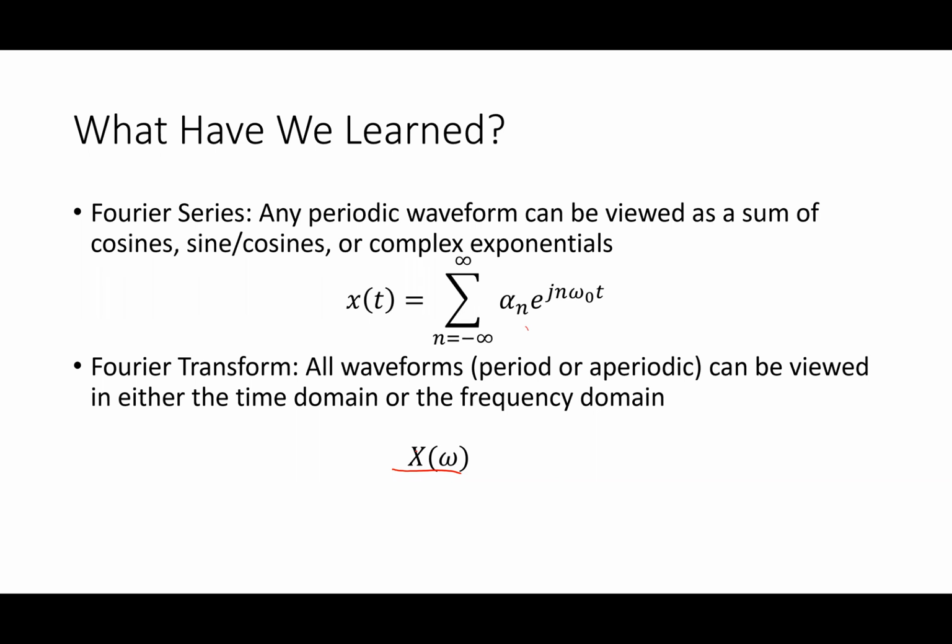So can I draw that in a graph easily? If I wanted to draw X of omega versus omega, can I do that? If X is a complex number, can you draw that graph? No. What do I have to draw instead? Magnitude and angle. I have to draw 2 graphs to be able to visualize that. Technically, you could draw a real and imaginary part graph, but that's not usually that useful. The magnitude and angle piece is usually a lot more useful to us.